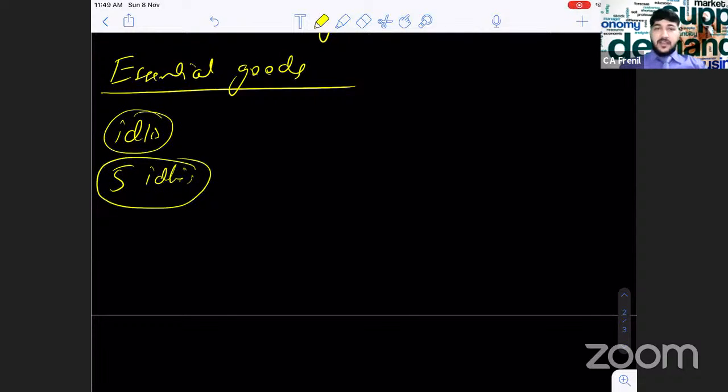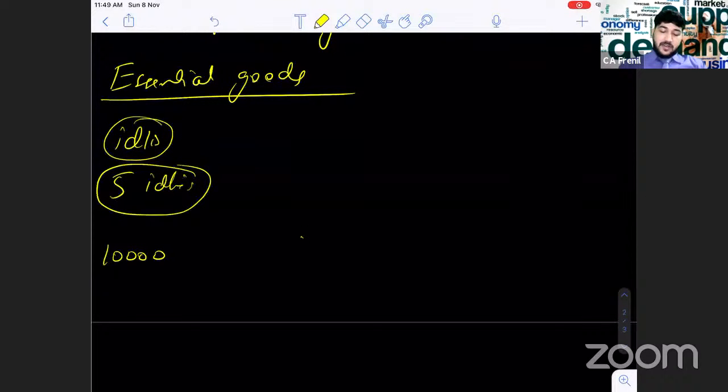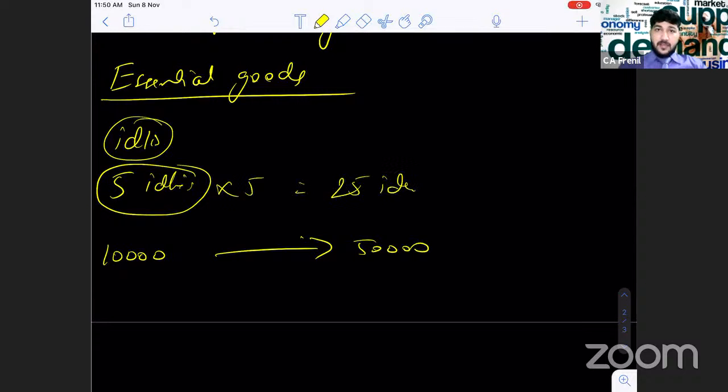Now imagine that you are eating 5 idlis when your income is 10,000 rupees, and your income goes to 50,000 rupees. Will you multiply this by 5 and eat 25 idlis? Does your consumption of an essential good increase proportionately with your income? Answer is definitely no. You might eat something else, or a little more, but definitely not in proportion to the income. So normal goods will change almost in proportion to income, but essential goods do not.